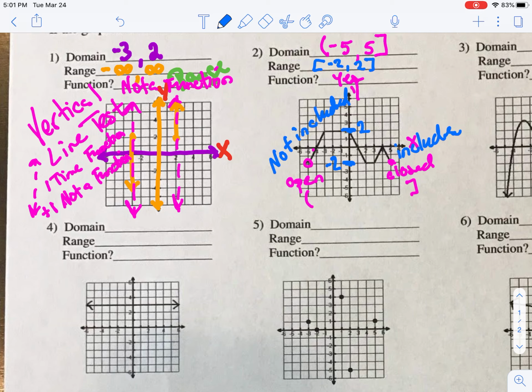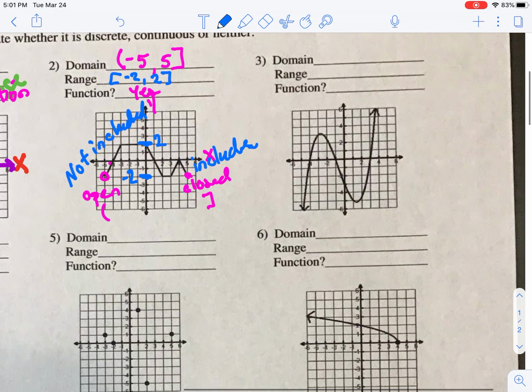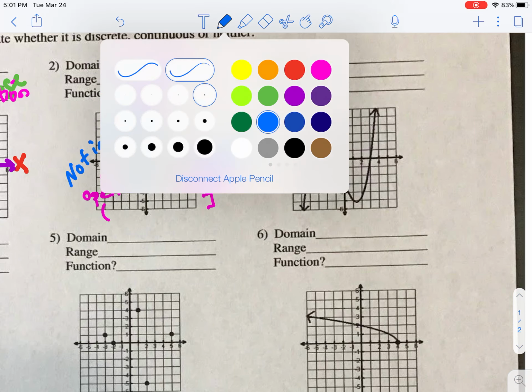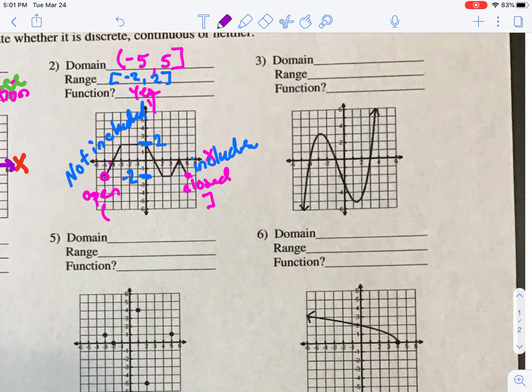So if we take a look now at number 3. Okay, number 3. Each one of the graphs we've done so far look kind of different. Now if we look at number 3, I want you guys to take note that the ends of number 3, here and here, are not stopping. So if they're not stopping, we don't know where it starts and we don't know where it ends.